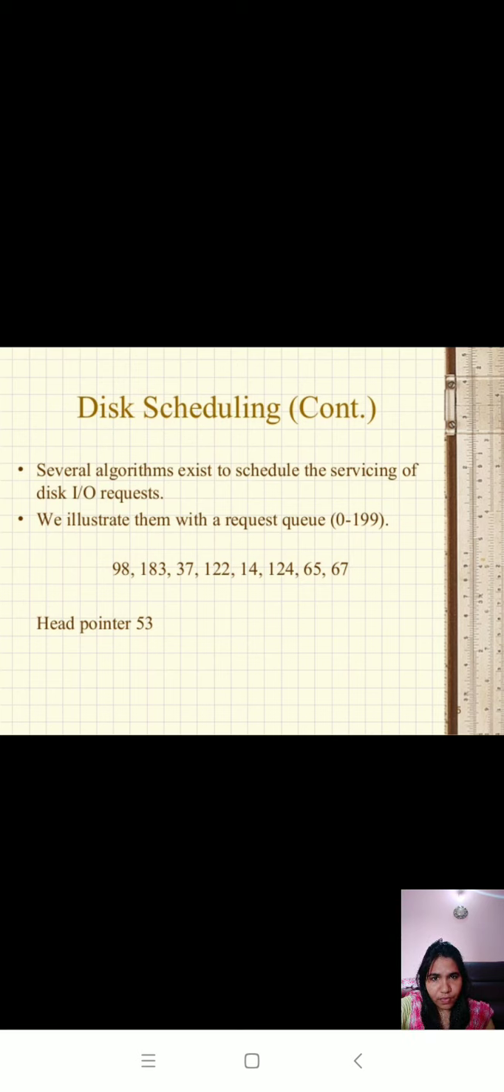So here we have a request queue from 0 to 199, and we have some track numbers which are given, and our head pointer, where the read and write armature, you can say, is pointed at the 53 location, right? So see how to solve this problem by the first come first serve algorithm.